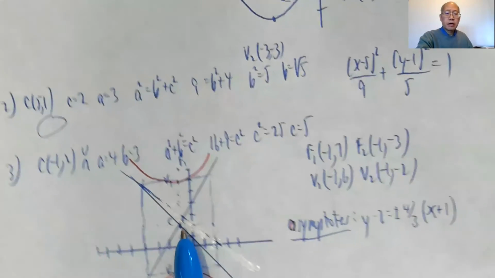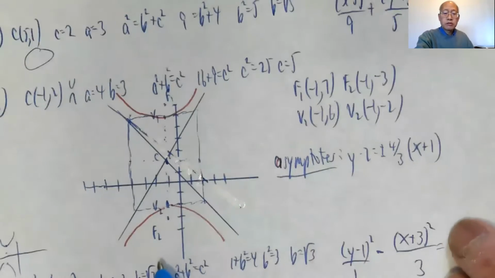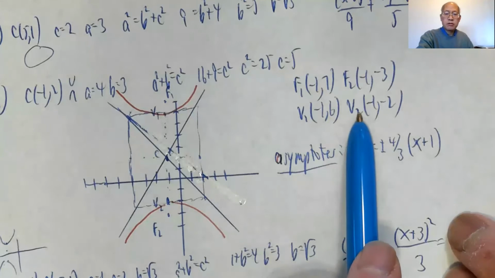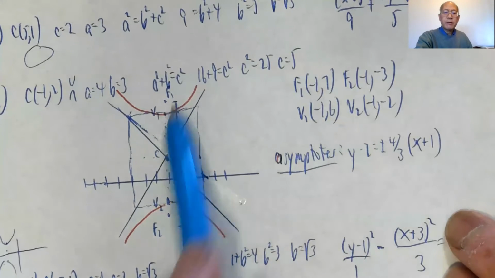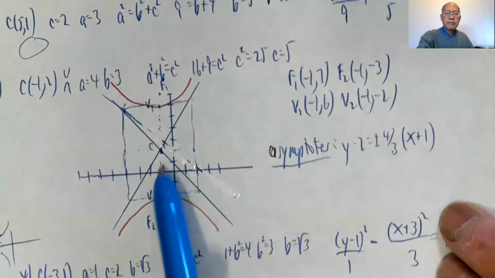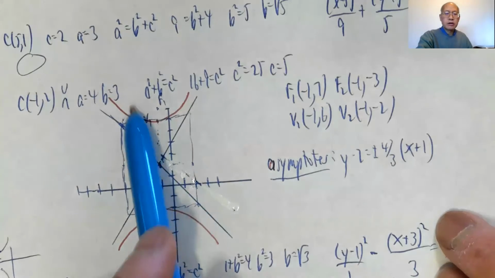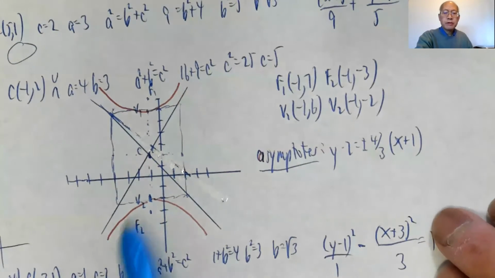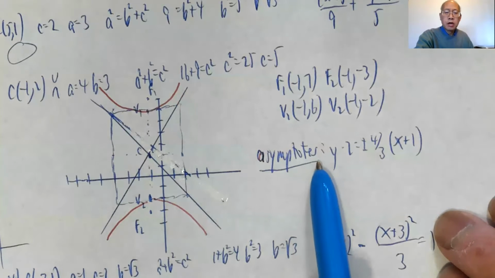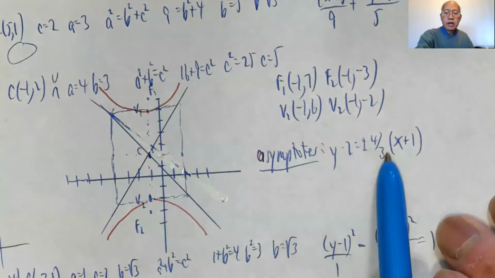So from the center, I go 1, 2, 3, 4 up and 1, 2, 3, 4 down, which will mean the vertices are (-1, 6) and (-1, -2). C is 5, so I go 5 up and 5 down. So my foci are (-1, 7) and (-1, -3). I go 3 units to the left and right, draw myself a box, draw the diagonals, and there's my hyperbola. The slope is plus or minus 4/3. So the equations of the asymptotes are y minus 2 equals plus or minus 4/3 (x plus 1).